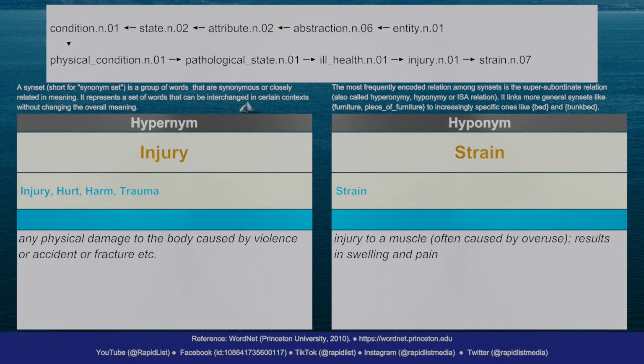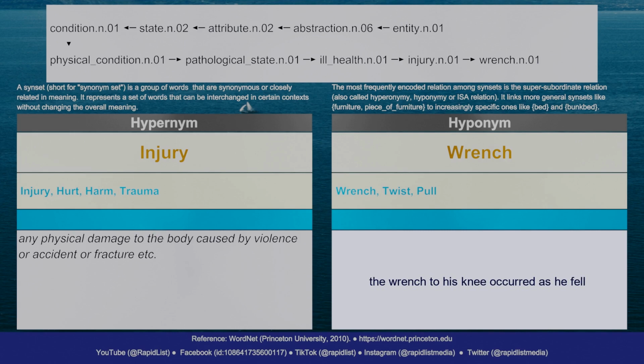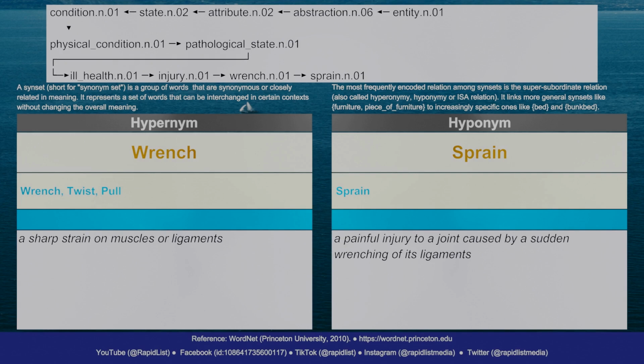Strain. Injury to a muscle, often caused by overuse, results in swelling and pain. Wrench. A sharp strain on muscles or ligaments. The wrench to his knee occurred as he fell. Sprain. A painful injury to a joint caused by a sudden wrenching of its ligaments.